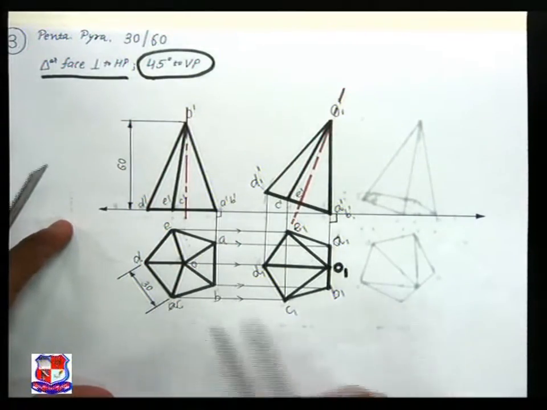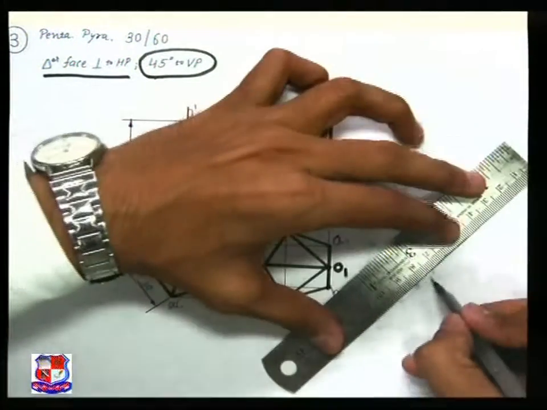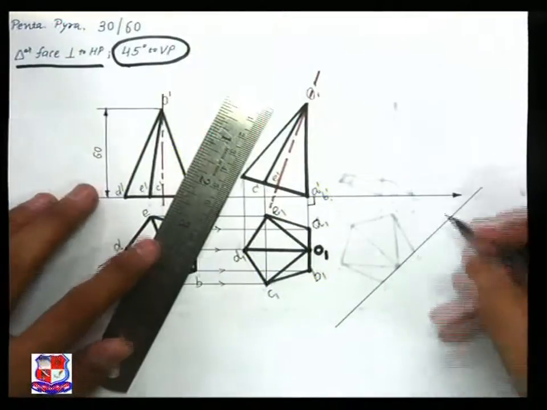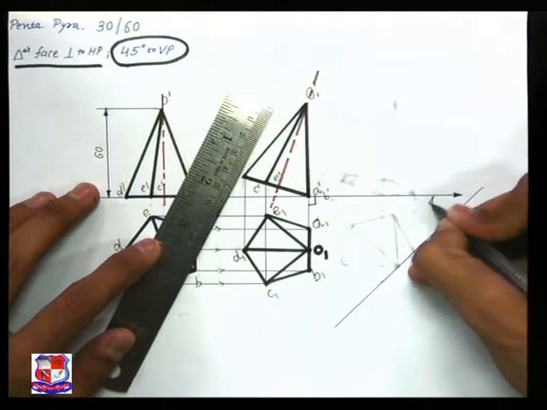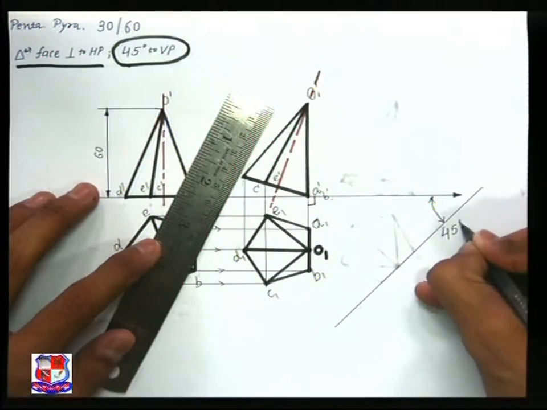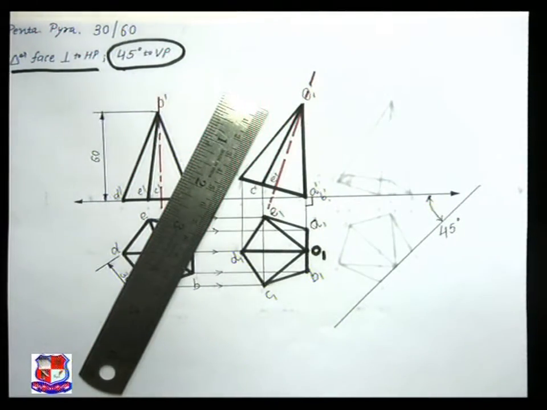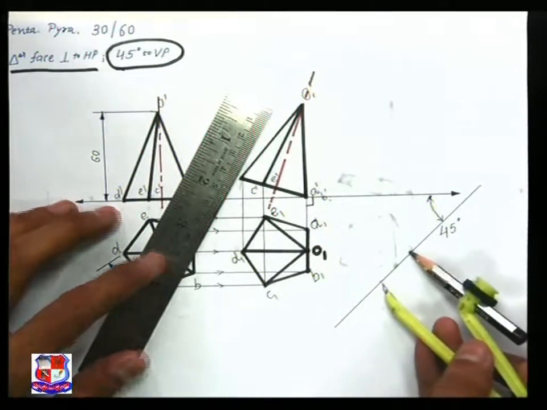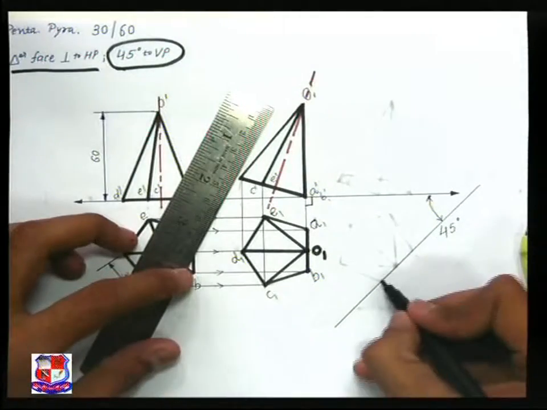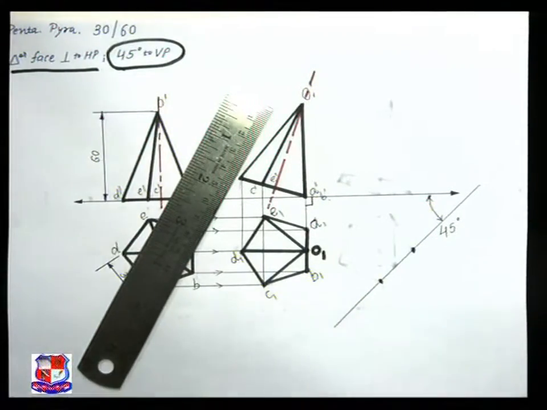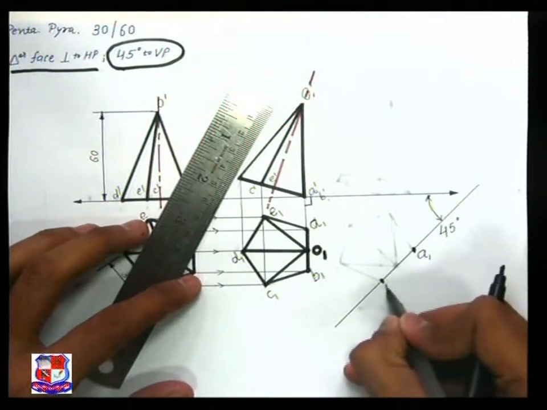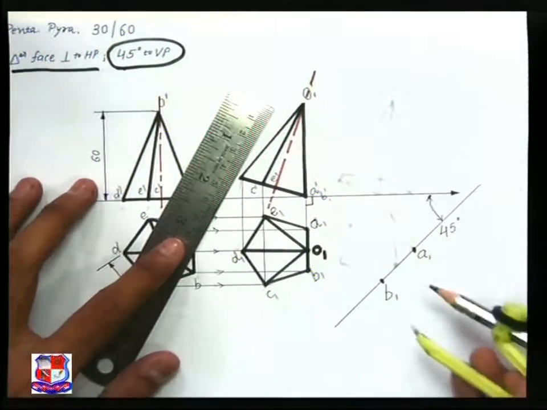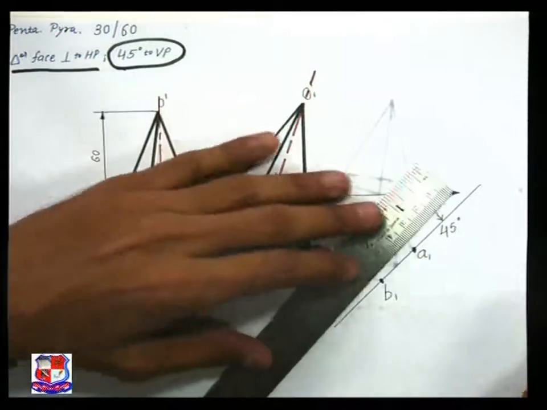So what should we do? For that, we have to draw a line at an angle of 45 degree with the XY line like this, anywhere, and this angle is 45 degree. That is important. Anywhere you can draw this angle. Now measure this distance A1 to B1, put it over here and locate 2 points on this line. One is point A1 and this is point B1. So 2 points are located. Now A and B, 2 points are located over here.